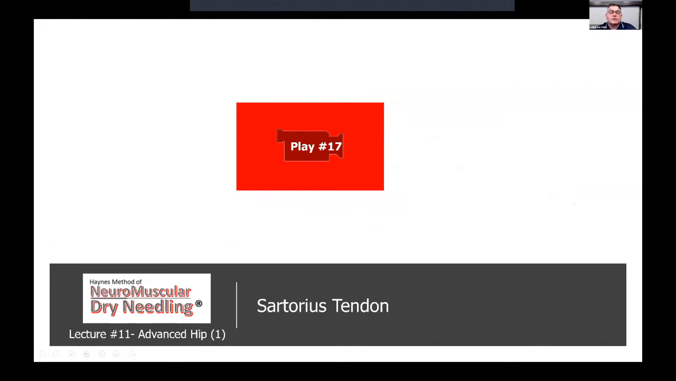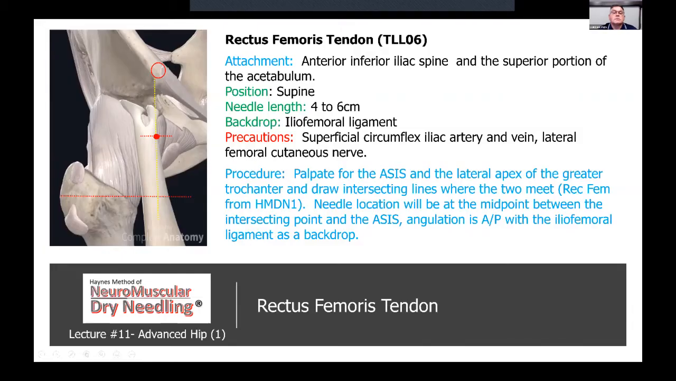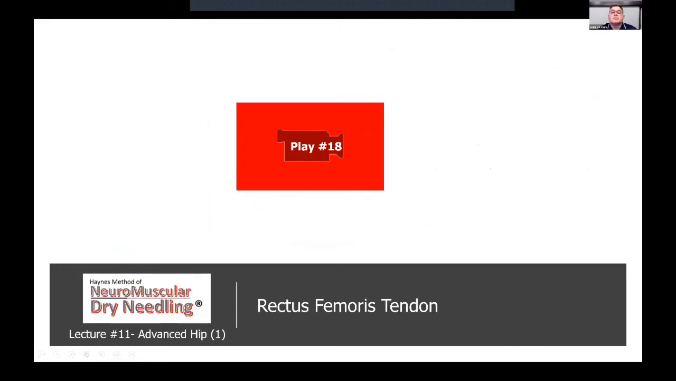For the rectus femoris tendon, so with our rec fem, our proximal needle location, we needle at a line that bisects the lateral apex of the greater trochanter and the ASIS, and then we needle right here. To target the tendon itself, we're just going to find a midpoint to needle there between ASIS and that proximal rec fem location. So let's do that.